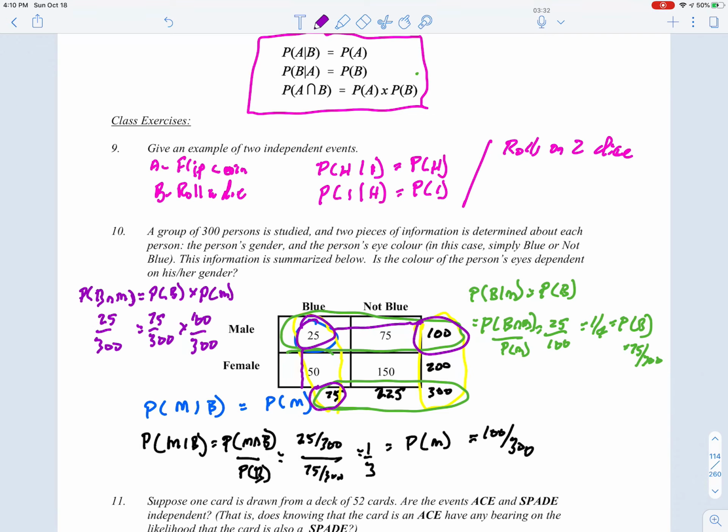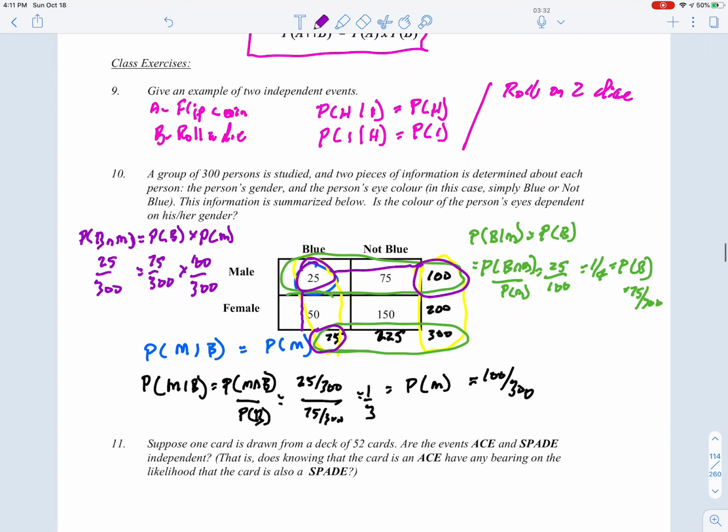100 over 300 is a third. A third of 75 is 25. So you can get out your calculator and try this out, but you'll find that it works. By the way, it's important that you do that for every cell. So we've only looked at the first cell, which is the B and the M. It is true that if you have a 2 by 2 matrix, as soon as it works for one cell, the rest are all locked in. But if I had a 2 by 3 matrix or a 3 by 3 or anything bigger than a 2 by 2, you actually have to check all of the different cells there.